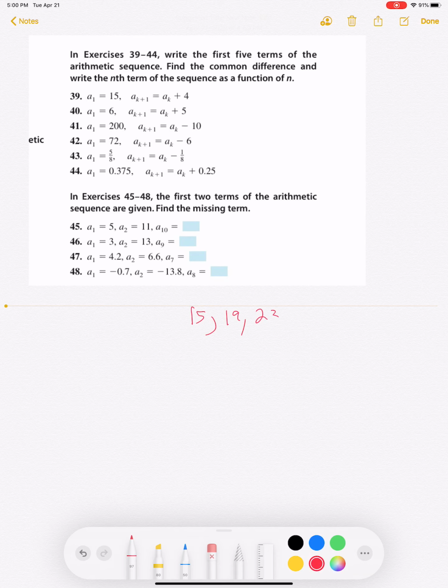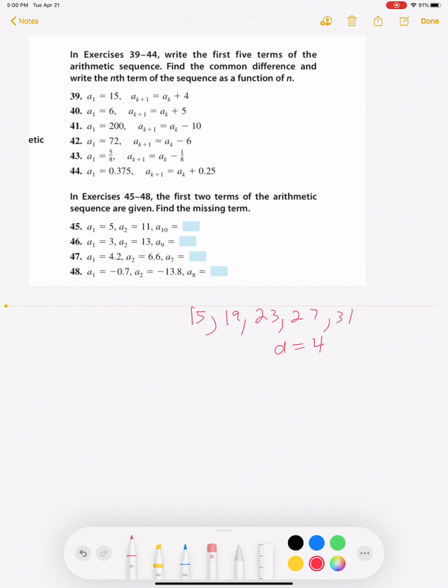The third term would be 23. The fourth term would be 27. And the fifth term would be 31. So those would be the first 5 terms of the sequence. Now, what's the common difference? What are they going up by each time? They're going up by 4 each time.